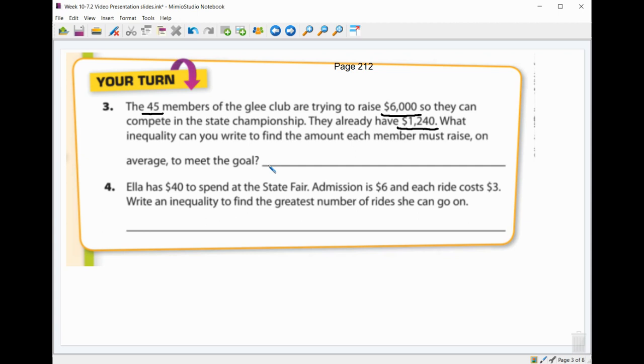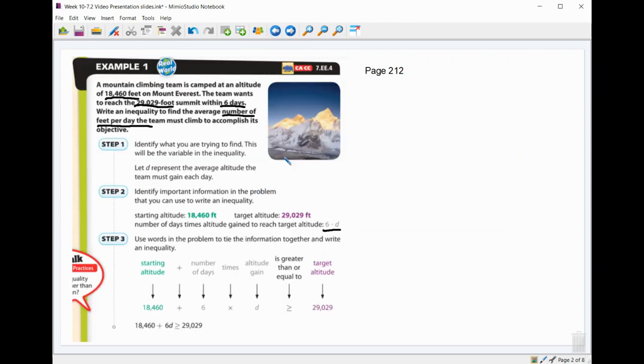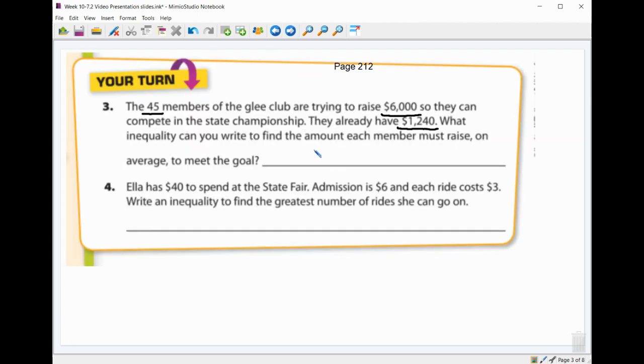Okay, so if we were to follow the same steps that we followed in the previous example, step one says identify what you're trying to find. So we are going to identify what we are trying to find. We want to find the amount each member must raise. How much is each of these members going to raise? So let's go ahead and call that X, and let me change the color here. So we are going to call X the amount that each member must raise. And I'll go ahead and underline it with red.